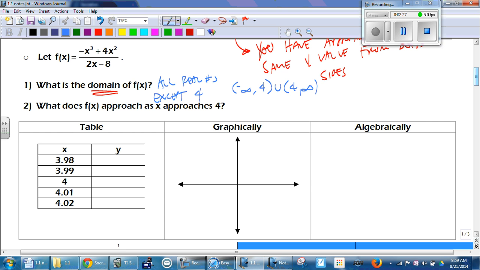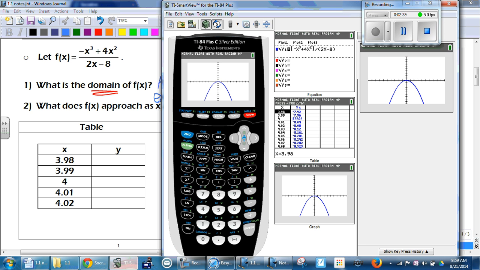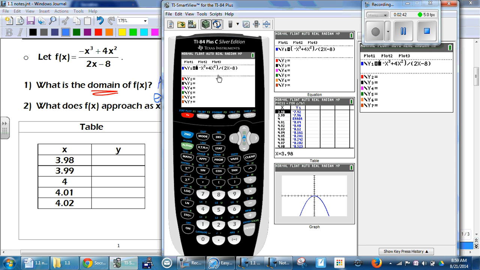Let's take a look at a table. So we can look at limits a few different ways. We're going to look at a table, looking at the graph, and then algebraically. So if we look at a table, we're going to go ahead and type this into our y sub 1. So if you have anything else in there for y, cancel it out. And type in this function, negative x cubed plus 4x squared. Make sure you have parentheses around that. Divided by 2x minus 8. Again, have parentheses around the denominator as well.